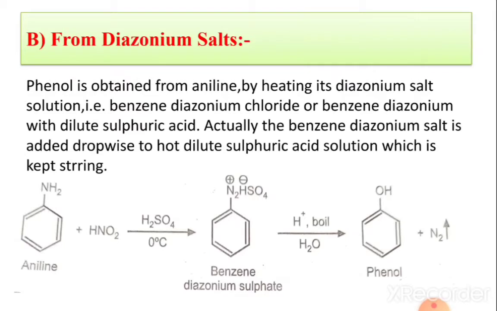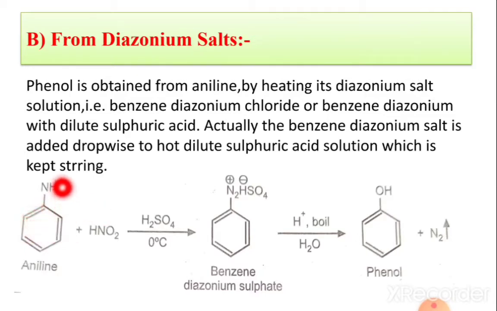From diazonium salt, here phenol is obtained from aniline. It is by heating the diazonium salt solution, that is benzene diazonium chloride, with dilute sulfuric acid. Actually, benzene diazonium salt is added dropwise to the hot dilute acid solution, which is kept stirring. This is a simple statement. Here, the preparation of phenol from aniline. Here, the starting material is aniline.